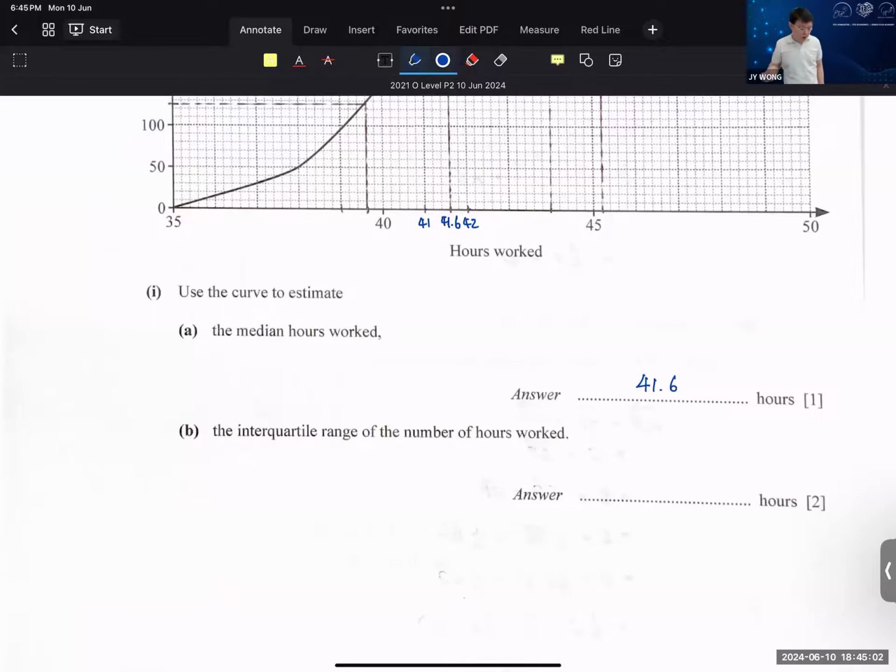Again, they ask you to use the curve to estimate. Don't go and do funny things like, you tell me 500, you have to find the 250th and 251st. No, don't need. Okay, you just read out the graph directly when they ask you to find median.